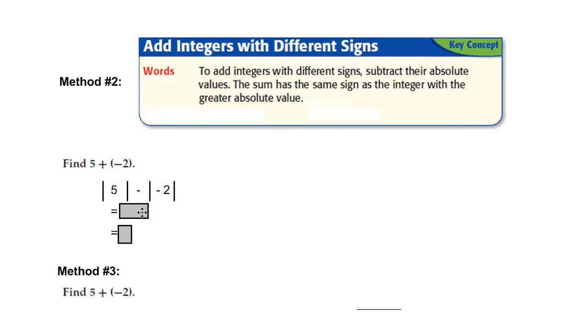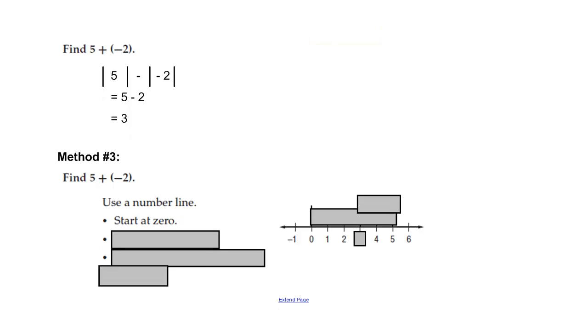Well, the absolute value of 5 is 5. The absolute value of -2 is +2, and we subtract those and end up with +3. Okay, now again, the sum has the same sign as the integer with the greater absolute value. Well, 5 was bigger than -2, so we're going to keep that as a positive. Again, students tend to forget about the sign in the end, so I really don't like that method.